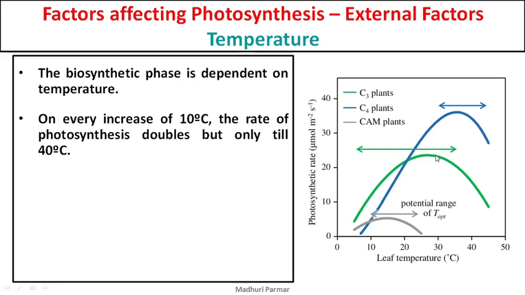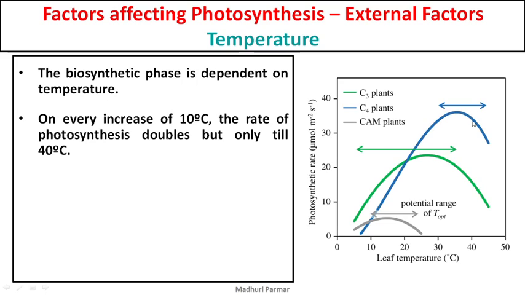After that, if you keep on increasing the temperature above 30, the C3 plants will shift to photorespiration instead of photosynthesis. And so you will see the rate of photosynthesis will decrease. In case of C4 plants, they function around 40 degrees. Their optimum is around 30 to 40 degrees Celsius. There also you will see there is a slight increase in photosynthesis rate with increase in the leaf temperature, up till 40 degrees.